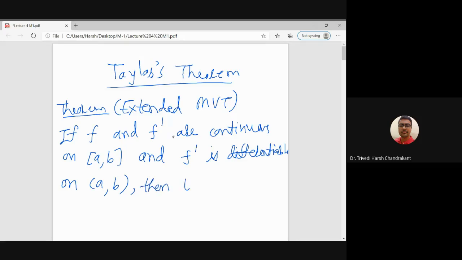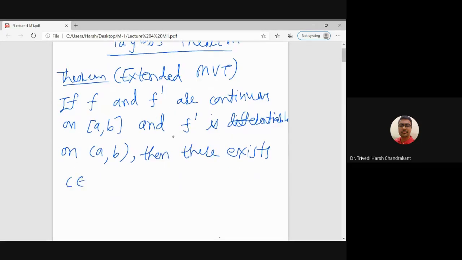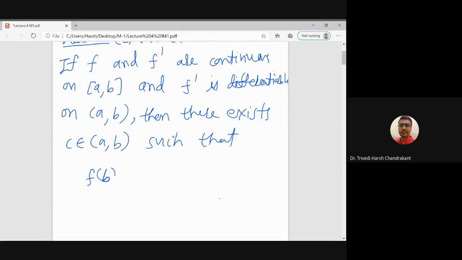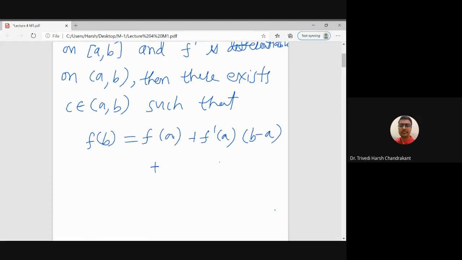Then there exists a point C between A and B such that we can write f of B as f of A plus derivative of A times B minus A plus, instead of f dash C here, we will get f double dash C divided by 2 times B minus A square. So this is kind of a second order mean value theorem, we can say.